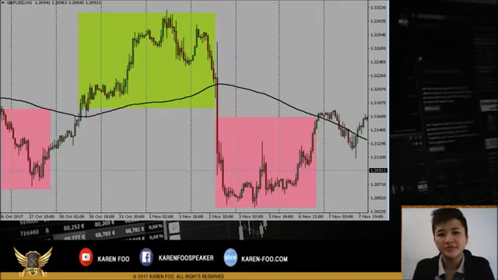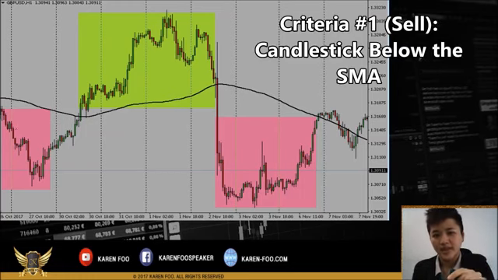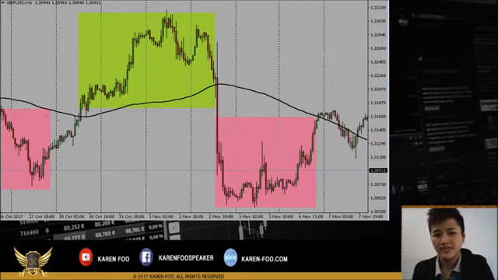So a couple of criteria that you need to take note of when you are looking for a buy and when you're looking for a sell. Let's say today you're looking for a sell. You need to make sure that two criteria is fulfilled for you to say, okay, I'm trading along with the trend and not against the trend. The first criteria that you need to make sure is that the candlestick must be below the 100 moving average. Okay, so for example, in this area right here, all the candlesticks are below the 100 simple moving average.